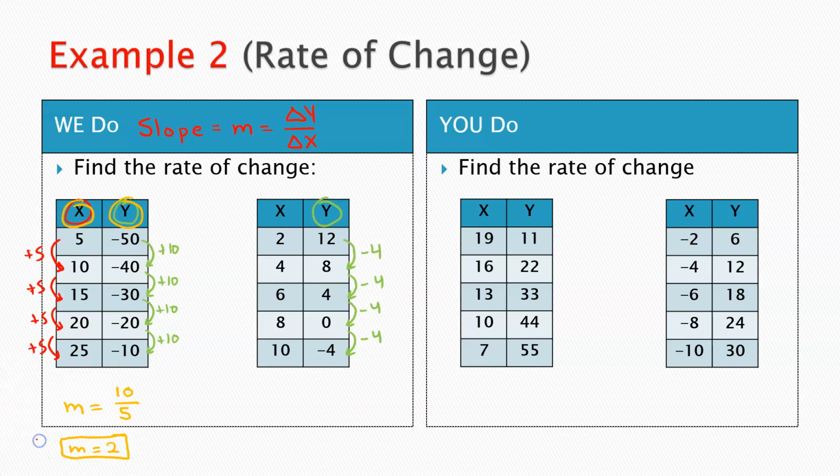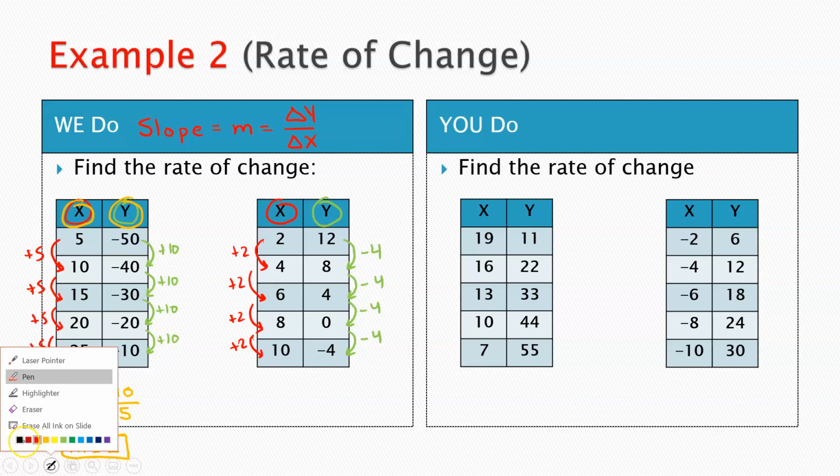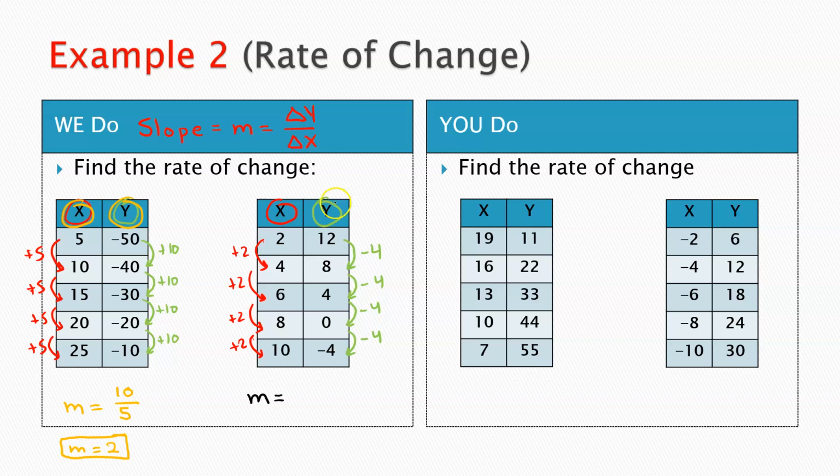Let's do that same thing. Let's figure it out for the x's. How do we go from 2 to 4, 4 to 6, 6 to 8, 8 to 10? That looks like we're adding 2 each time. Plus 2, plus 2, plus 2. So my x's are changing at a rate of +2. So when we put all of this together, slope, rate of change, m, is equal to the change in my y's, which was -4, over the change in my x's, which was +2. And again, we can do better than that. -4 divided by 2 is -2. My rate of change here is -2, or -2/1.